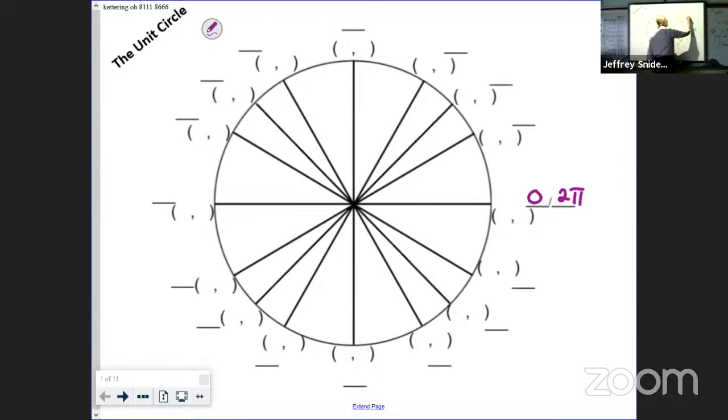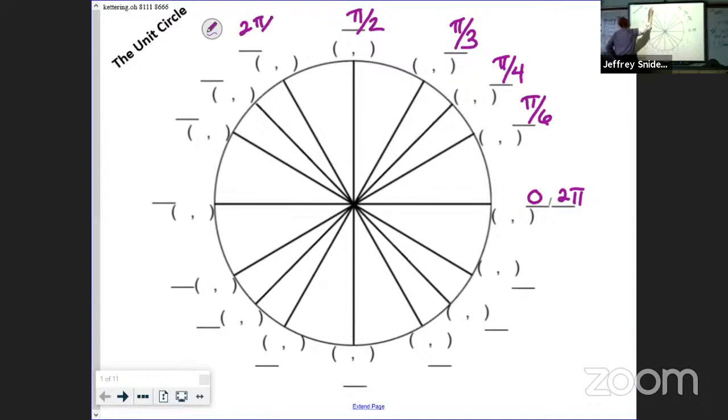Owen. Isn't it like 5 or 6? Pi over 6. Boom. Dylan, you got this one? Pi over 4. Noah. Pi over 3. Anybody? Pi over 2. Okay, good. Here we go. We're going to keep going. 2 pi over 3. 3 pi over 4. 5 pi over 6. And of course, this is at pi. Okay. It didn't take us long to do that. Okay? It doesn't take us long at all to do that.